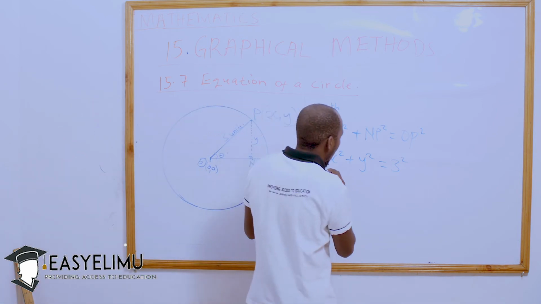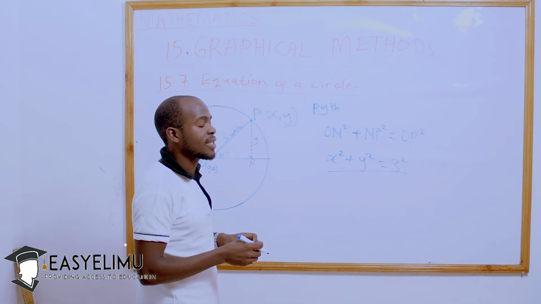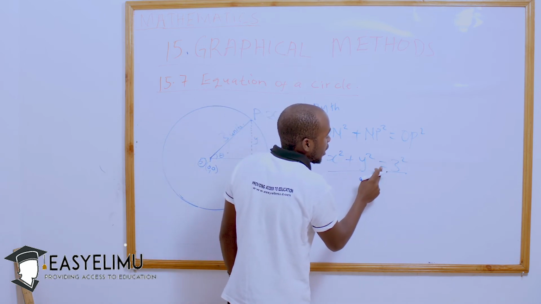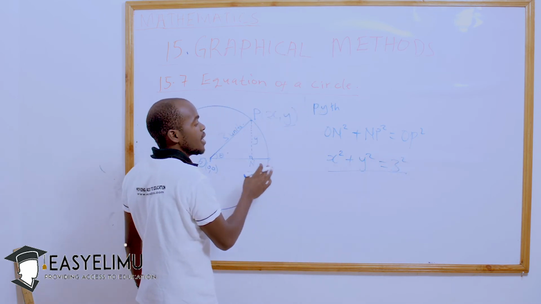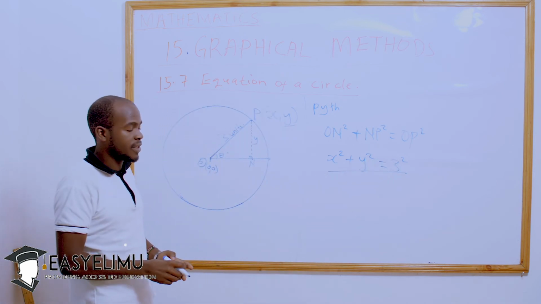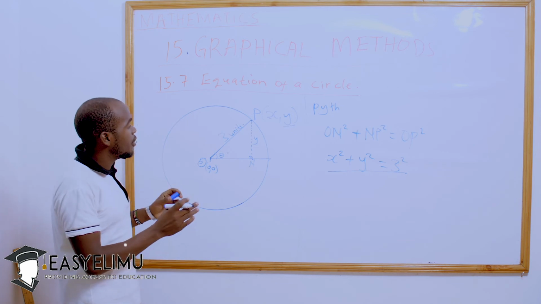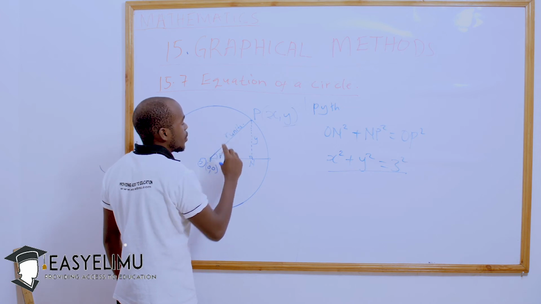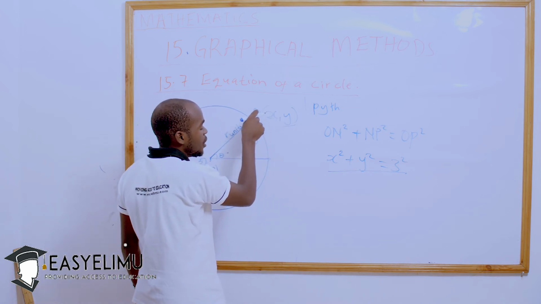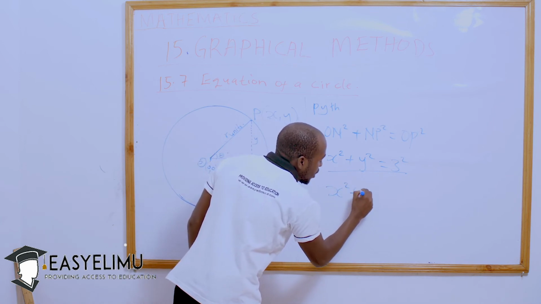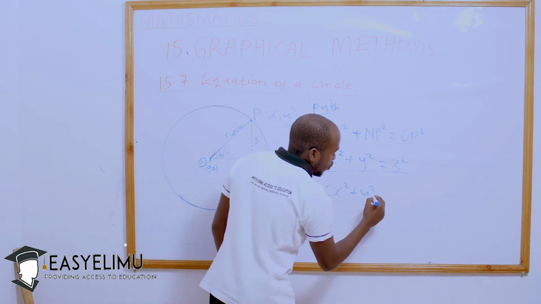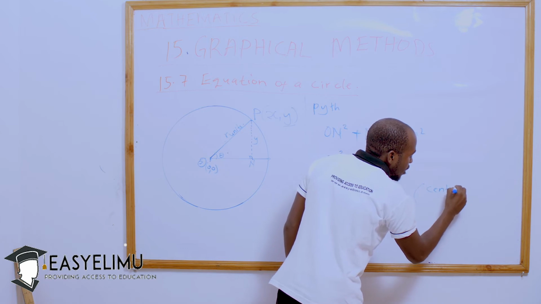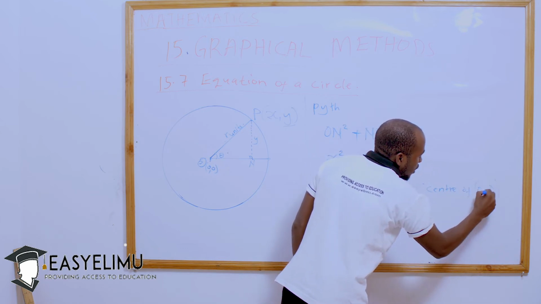And whatever we have found here is what we shall refer to as the equation of that circle. Meaning that x squared plus y squared gives us 3 squared. This is what we shall have as the equation of the circle. In general, if the radius is r and we have point P, then the equation of the circle is given by x squared plus y squared equals r squared, where the center is the coordinate 0, 0.